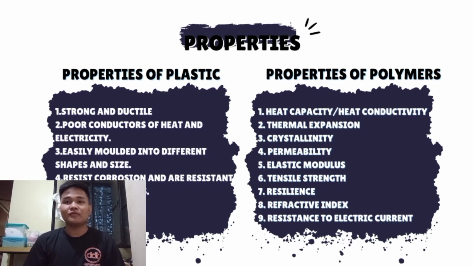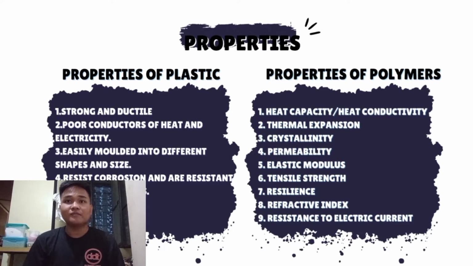Elastic modulus. It is the force it takes to stretch the plastic in one direction. Tensile strength is the strength of the plastic, so when getting the tensile strength, the force that must be applied in one direction to stretch the plastic until it breaks. Resilience. It is the ability of the plastic to resist abrasion and wear.